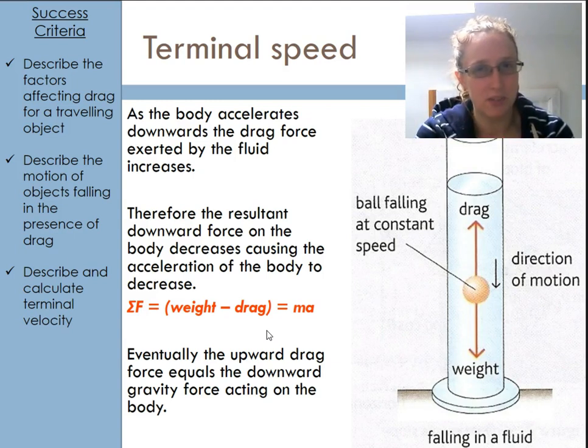Now, just to be really clear, because I know this can confuse people, just because the drag and the weight equal each other doesn't mean that my object suddenly stops. It's just that it's reached an equilibrium, so it's travelling at constant velocity. It's just like the car in the first example. The forward and the backward forces balance, so it just travels along at the same velocity. That's what we've got with terminal velocity.